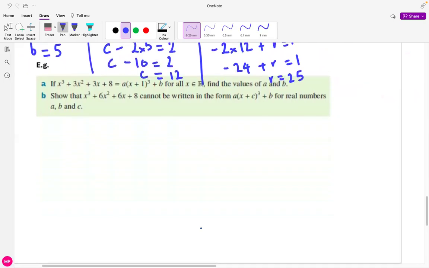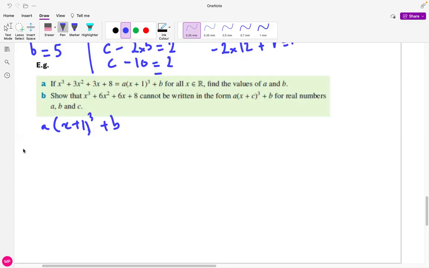So here is another example, and I pretty much use the same strategy. Feel free to pause the video if you need to have a go first. Now, pretty much the same thing. They give me this equal to this, and they want me to find a and b. So here I would have a times (x plus 1) cubed plus b.